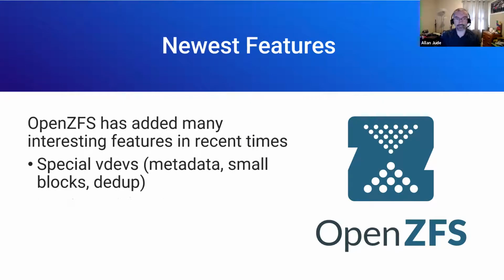So ZFS has added quite a few interesting features in recent times. The one that I think we'll talk about most today is special vdevs. This allows you to, in addition to the normal virtual devices that make up your pool of storage, have special classes of vdev that only hold certain types of data. So, the main use case is for metadata. This separates all your metadata from your pool off onto a separate device that is maybe faster than the devices that make up the rest of your pool. But they can also be used specifically to store small blocks. And we'll be talking about when that might make sense.